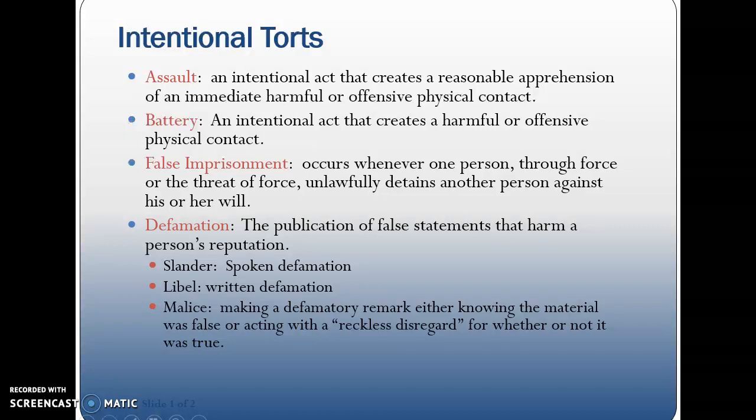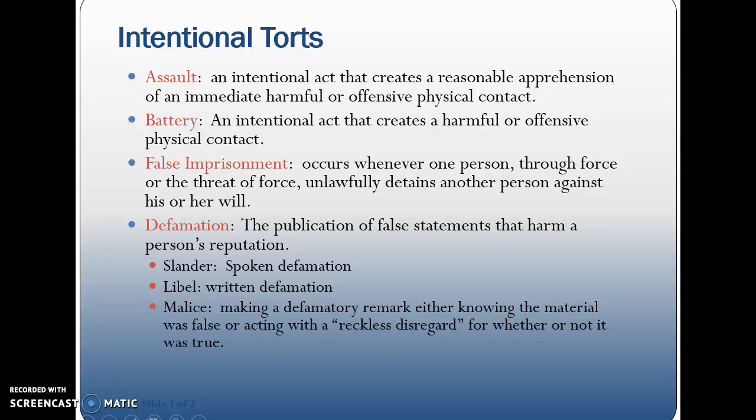So can a kiss be a battery? The answer is yes. If it is harmful, if it is unwanted, then it can be a battery. It doesn't necessarily have to be someone punched you in the face. It is an unwanted contact. And that contact also includes anything that is attached to the person.